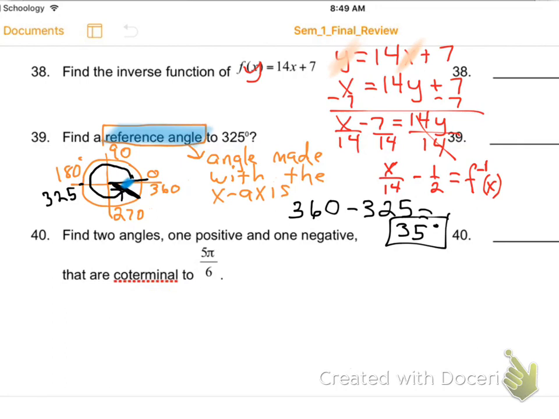Number 40. Find two angles, one positive and one negative, that are coterminal to 5 pi over 6. If you remember me in class being goofy, I was swinging my arms around and around because I showed you I could go around multiple times but still stop at the same point in the unit circle. Coterminal is when you make full rotations in either the positive or negative direction, but you still end up at the same spot. So let me show you an example.